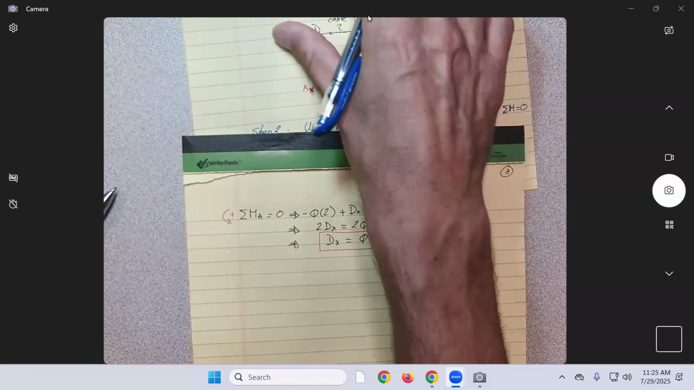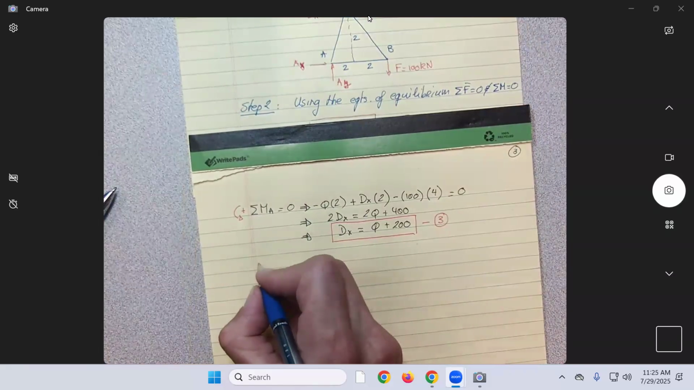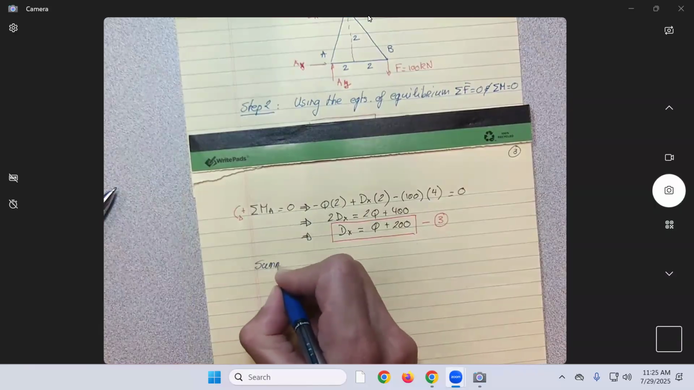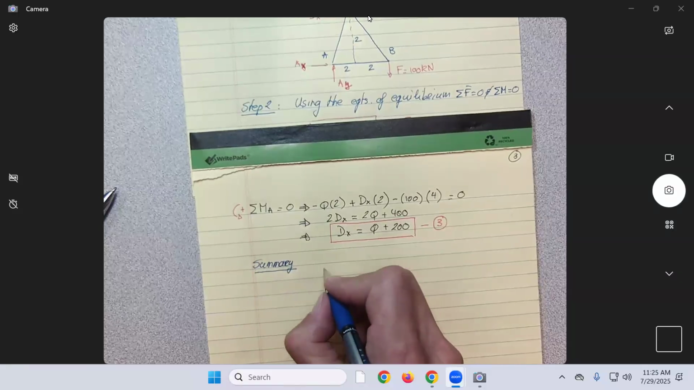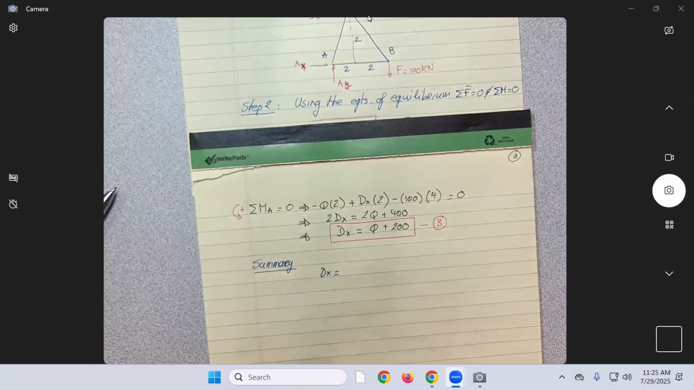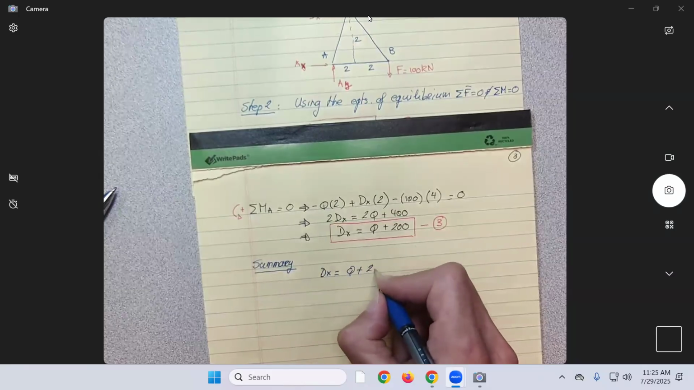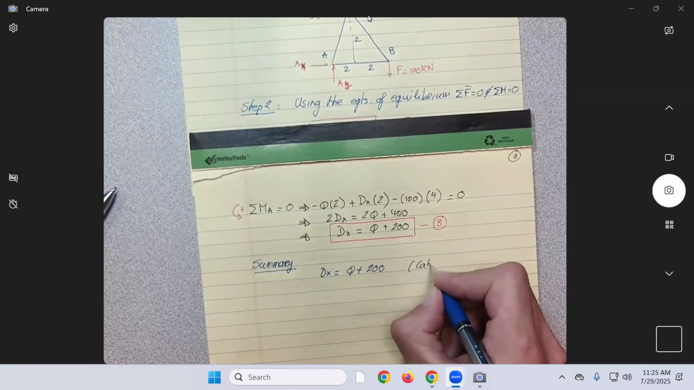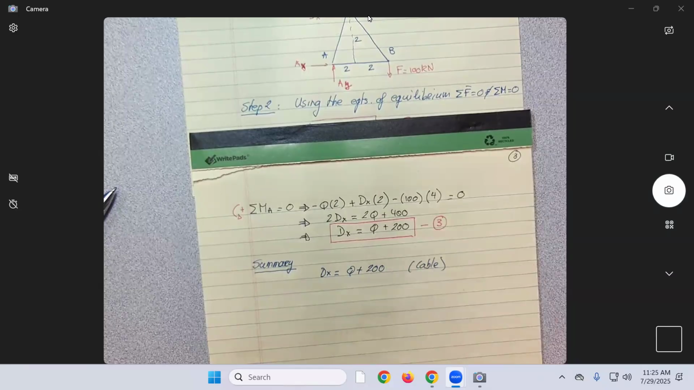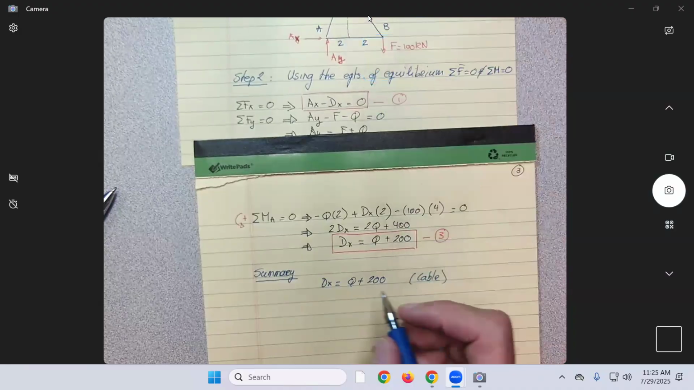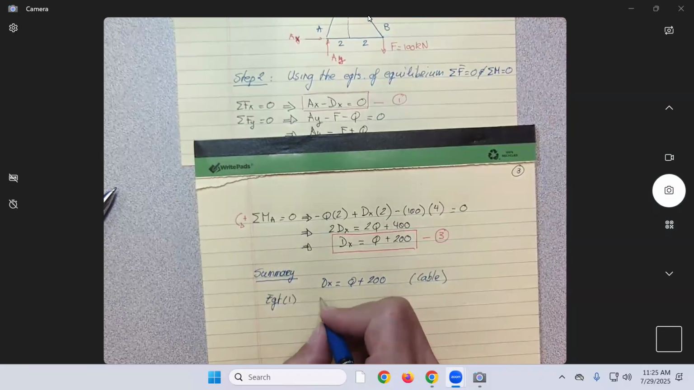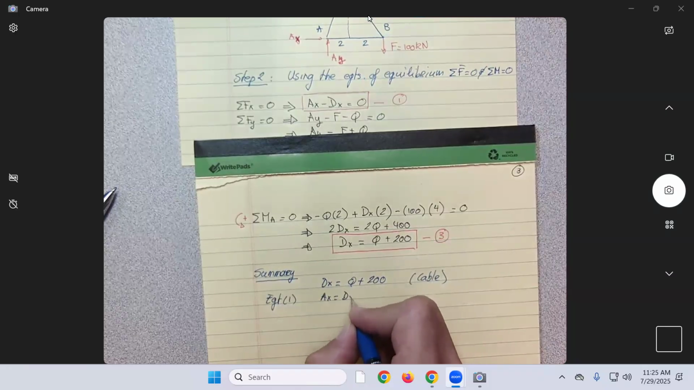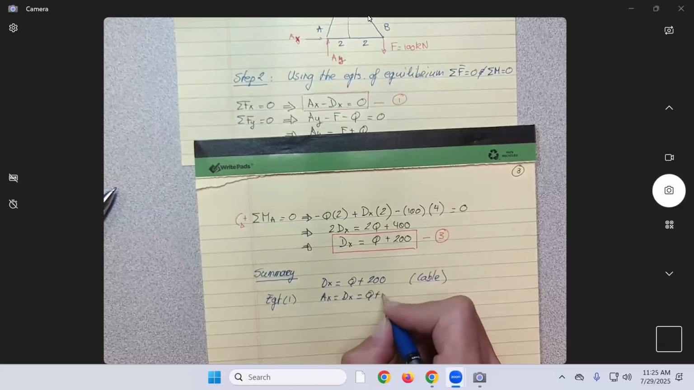Okay, so now that's it. Let's do a little summary over here. We need to find the expression for the axial forces. So we know that the force on the cable will be Q plus 200. So this will be the cable. Then what do we know? AX. So from equation 1, we will know that AX will be equal to DX, which will be equal to Q plus 200.